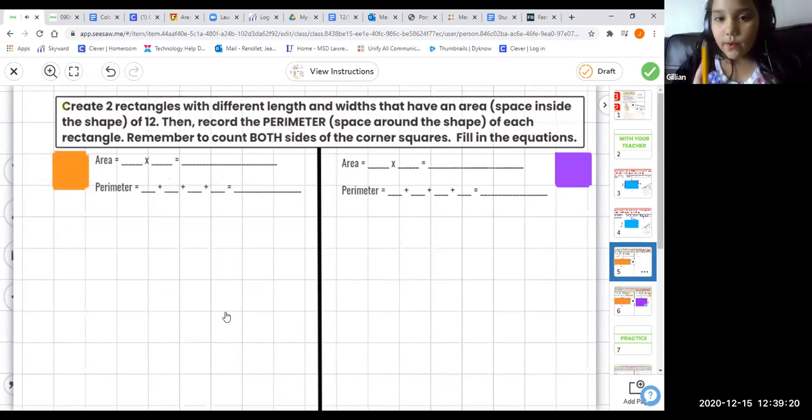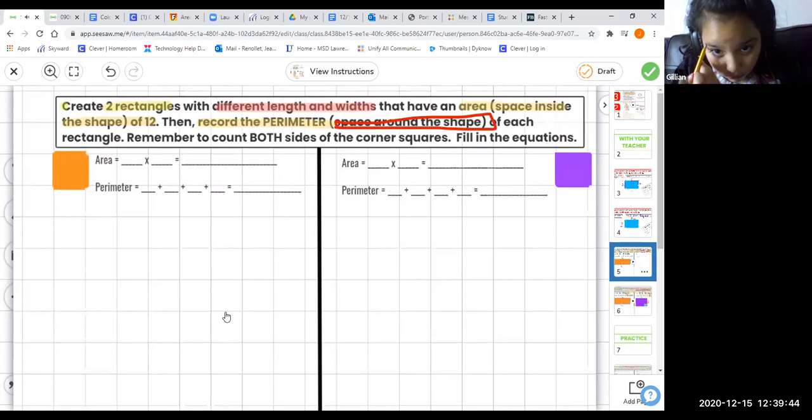Today, you will create 2 rectangles with different lengths and widths that have the same area that has been given to you. In this case, the area is 12. Then you are going to record the perimeter, or the space around the shape, to describe the rectangle's perimeter. Then you will make sure that you count both sides of those corner squares inside of that perimeter. And finally, you will fill in the equations.